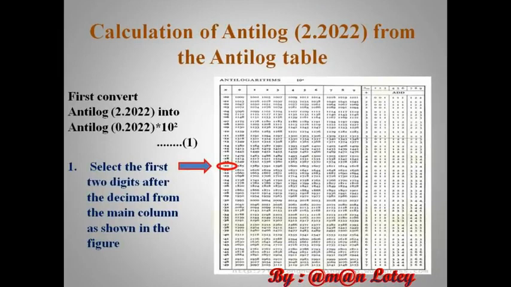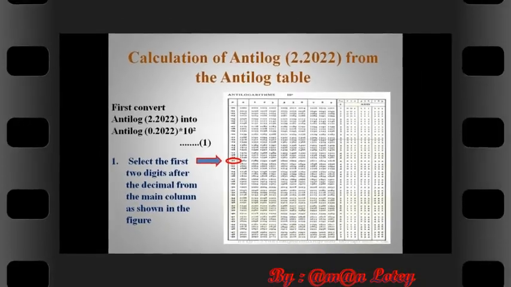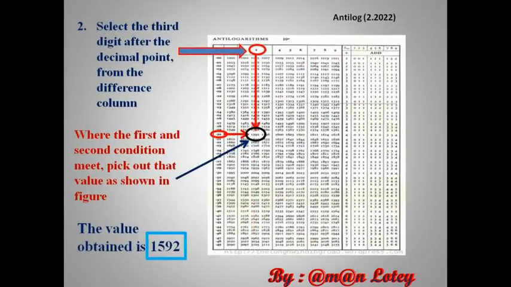There are 4 digits after the decimal point in the question. The first 2 digits are taken from the main column as shown in the figure. The third digit of the question after the decimal point can be calculated from the difference column. Where the first and the second condition meet, pick out that value as shown. The value obtained is 1592.